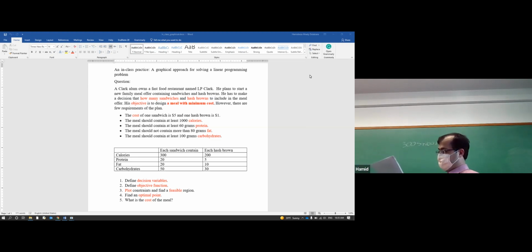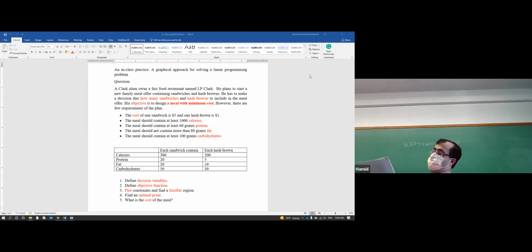Okay, so if I make S 0, H would be 5. If I make H 0, S would be 3.33. So 1, 2, 3, 3.33. And H would be 5. Okay, this is the line 300S + 200H = 1,000.